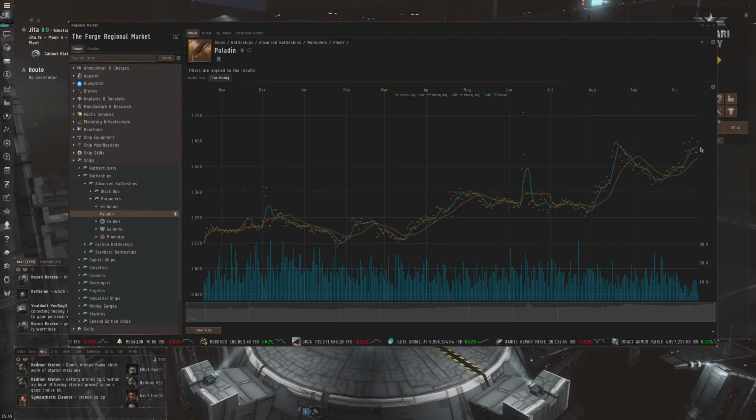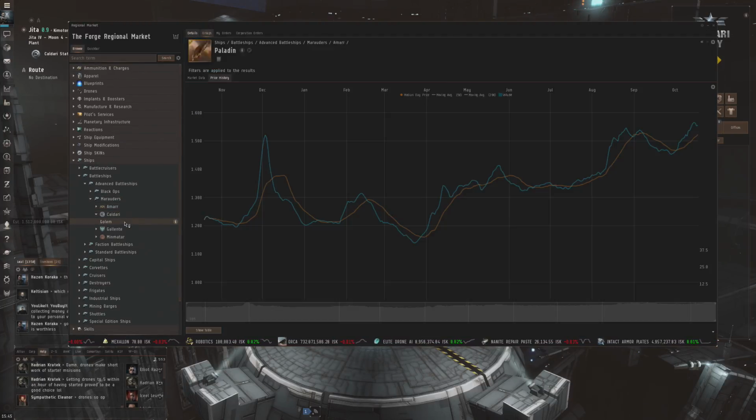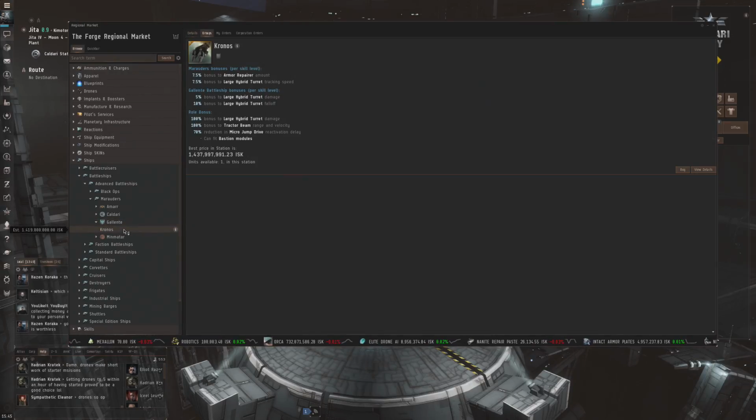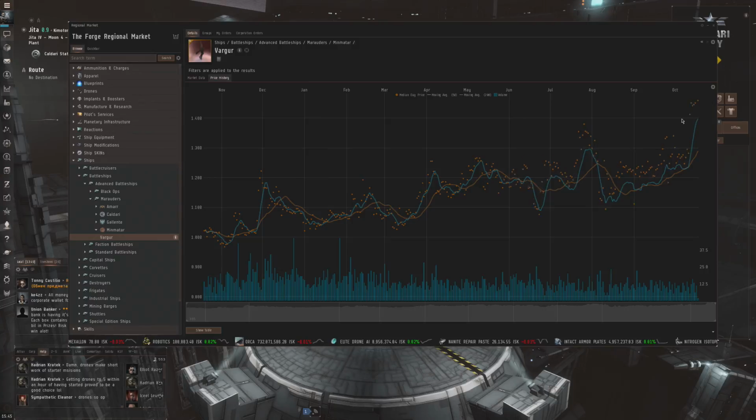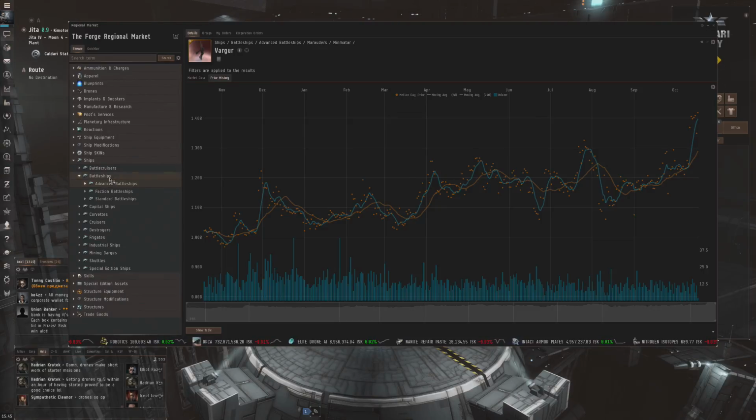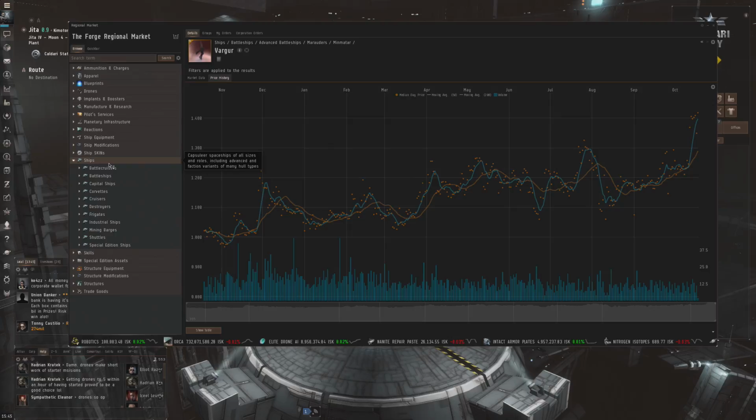Even the Paladin here, the Marauders, costing way more than 1.5 billion, is actually pretty expensive. Kronos sitting at a one-year high as well, and then the Vargur are actually breaking out to 1.4 as well, which normally costs maybe 1.1 billion or something like that. So next to PI, which of course was a very predictable one, the advanced moon materials, the Tech 2 ships are currently rallying as well.